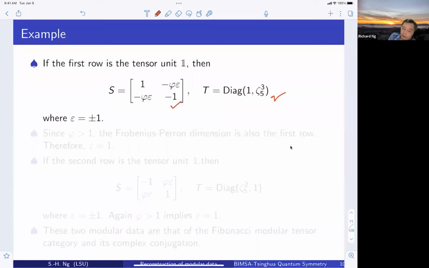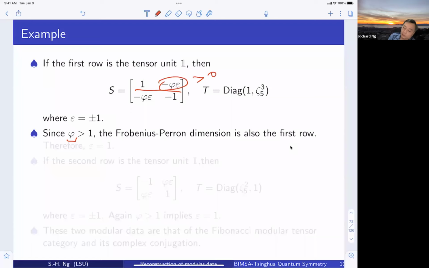But then there's something called the Frobenius-Perron dimension. Because the first row is my dimension row, the Frobenius-Perron dimension row corresponds to the dimension row in which the entry is a unit, I mean an invertible algebraic number, and the absolute value is less than 1. You can see that the absolute value of this entry is the Fibonacci number, bigger than 1, so the second row cannot be the Frobenius-Perron one. That means the first one has to be Frobenius-Perron. Because of that, this number has to be positive, so you can deduce epsilon equals 1. This is how you determine the sign, and then you put them together. This is indeed the Fibonacci category, the modular data of the Fibonacci category.